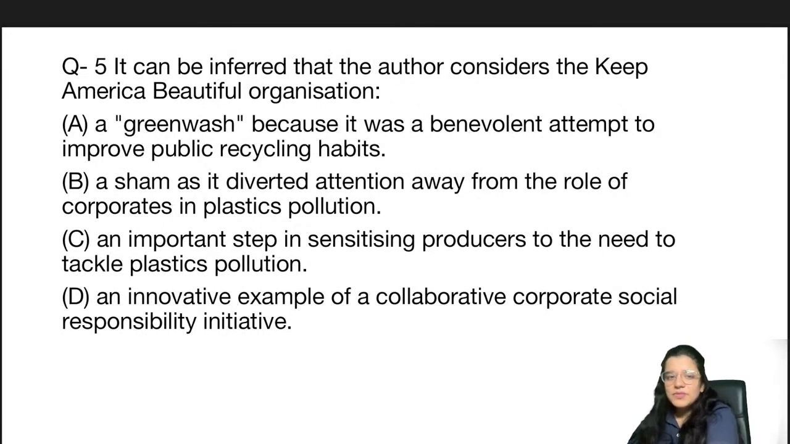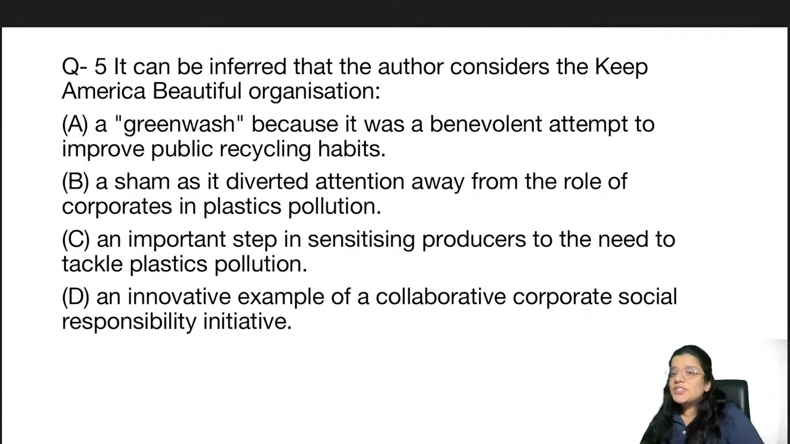Yes, all of you are correct, guys. Ayush, Subshri, Ramya, Varsha. Now look at the first option. Keep America Beautiful organization is a greenwash because it was a benevolent attempt to improve public recycling habits. So greenwash to hai, but was it a benevolent attempt? No, it just looked like a benevolent attempt. At face value, it looked like a benevolent attempt, and hence we do not choose A option as the answer. Agar aisa likha hota that it looked like a benevolent attempt, then we might have considered it. Right, so A goes out.